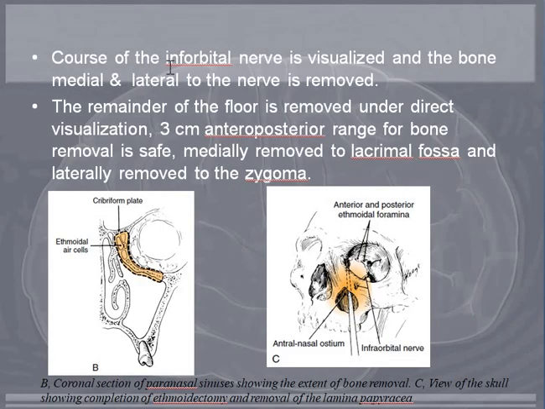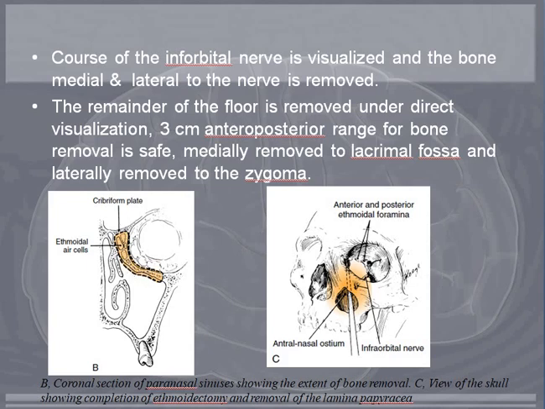Then the course of the infraorbital nerve is visualized and the bone medial and lateral to the nerve is removed. So we identify the infraorbital nerve, and the bone medial and lateral to it is removed. The remainder of the floor is removed under direct visualization. A 3 cm anterior-posterior range for bone removal is safe, medially removed to the lacrimal fossa and laterally removed to the zygoma. So here you can see this is completely removed.